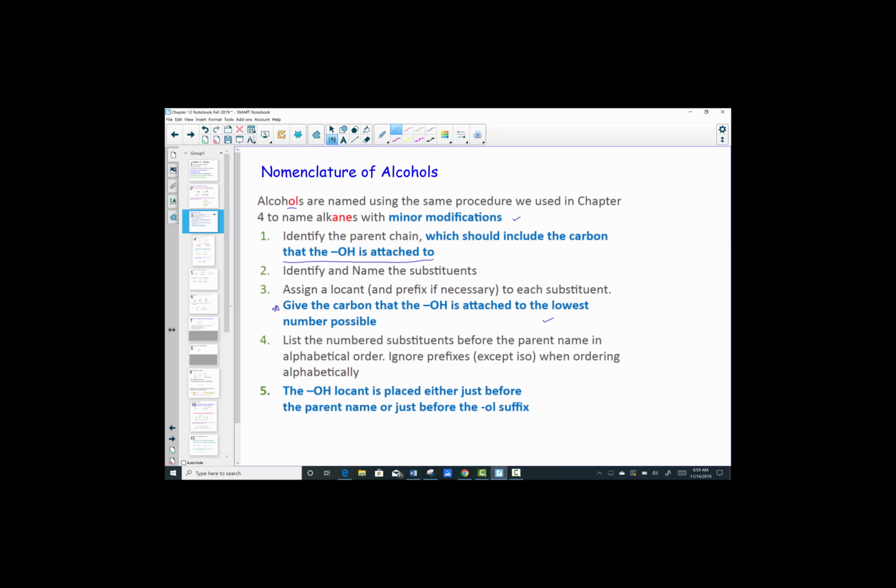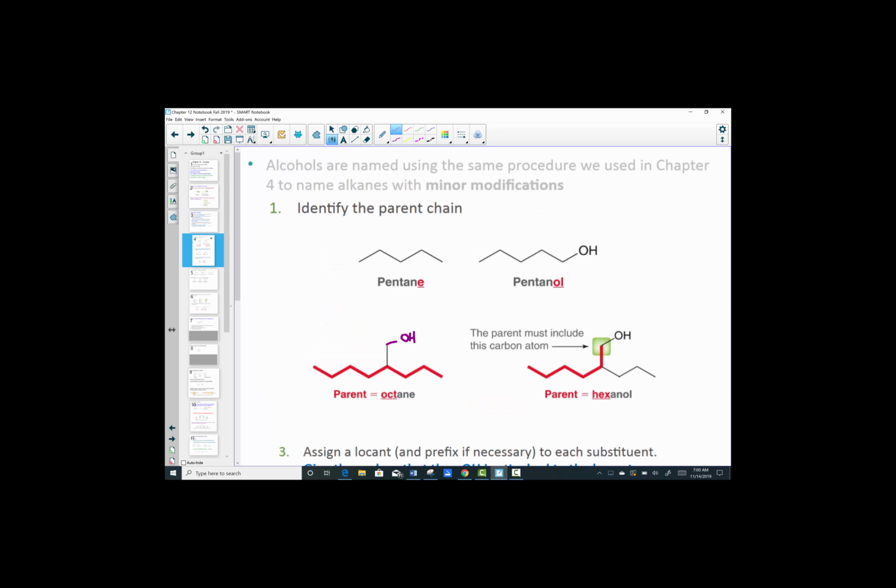Here's the key. The alcohol gets the lowest number possible. And then just list those substituents in alphabetical order, reminding you that iso is counted in the alphabet, but such a prefix as a di, tri, tetra, or so forth is not included when alphabetizing. And then just name the parent chain as you would an alkane, but changing the ANE to an OL ending. And let's just practice a few to show us that we really do have a good handle on this already, but it's good to review.